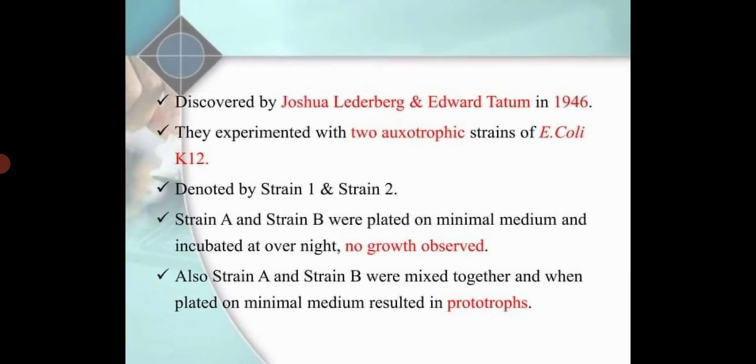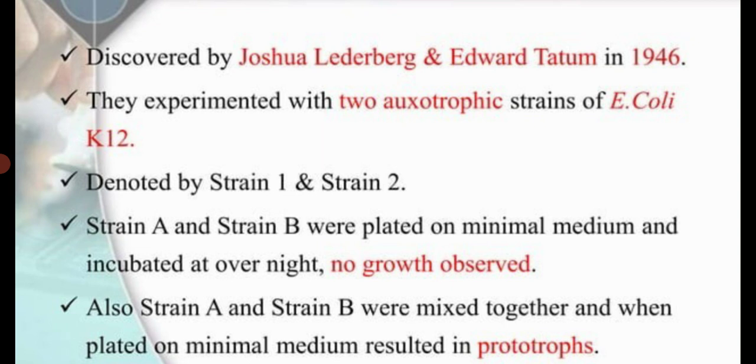The process of conjugation was discovered by the two scientists Joshua Lederberg and Edward Tatum in 1946. They experimented with two auxotrophic strains of E. coli K12. The auxotrophic strains are mutated for one or more genes, so that the gene products are not formed by these organisms. For example, if the methionine gene is lost, then the organism cannot synthesize methionine.